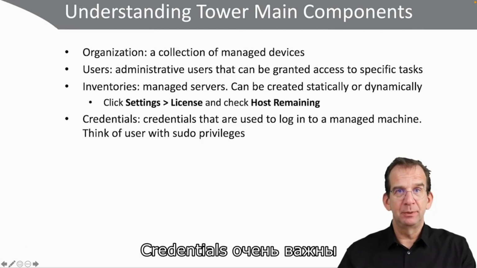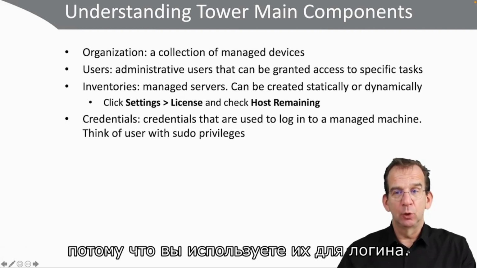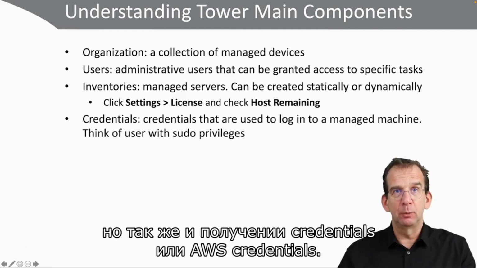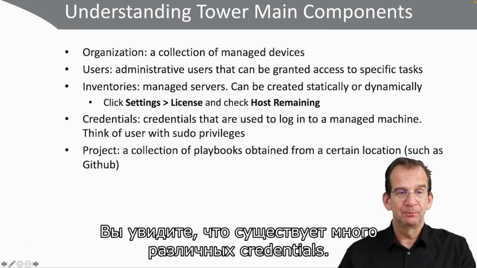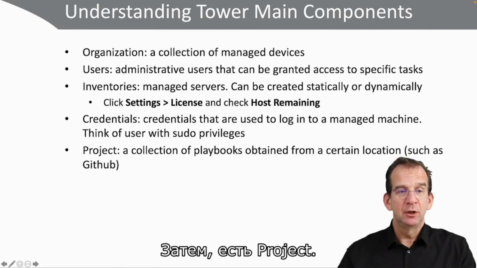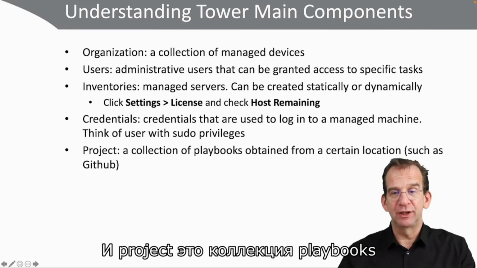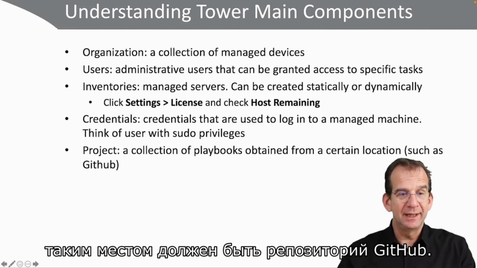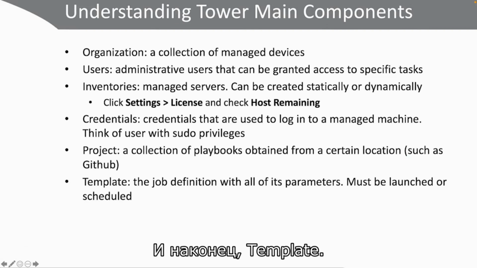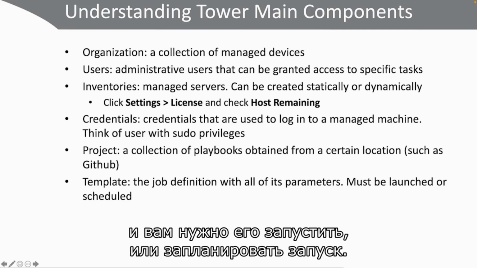Next, there are the credentials. Credentials are very important because this is what you are using to log into anything. That is about managed machines, but also about Git credentials or AWS credentials. We will see there are many different types of credentials. Then there is a project. The project is a collection of playbooks that is obtained from a certain location, and by default, that location should be a GitHub repository. And last, there's the template. The template is the job definition with all of its parameters, and you need to launch it or you need to schedule it.